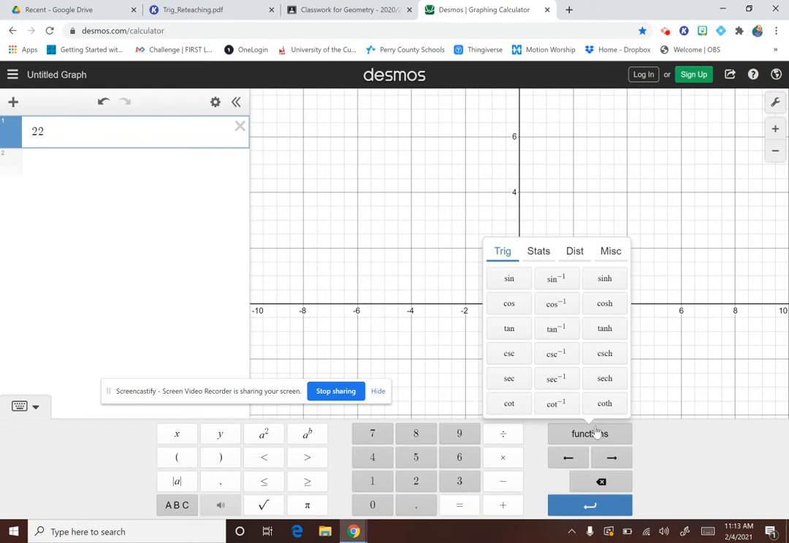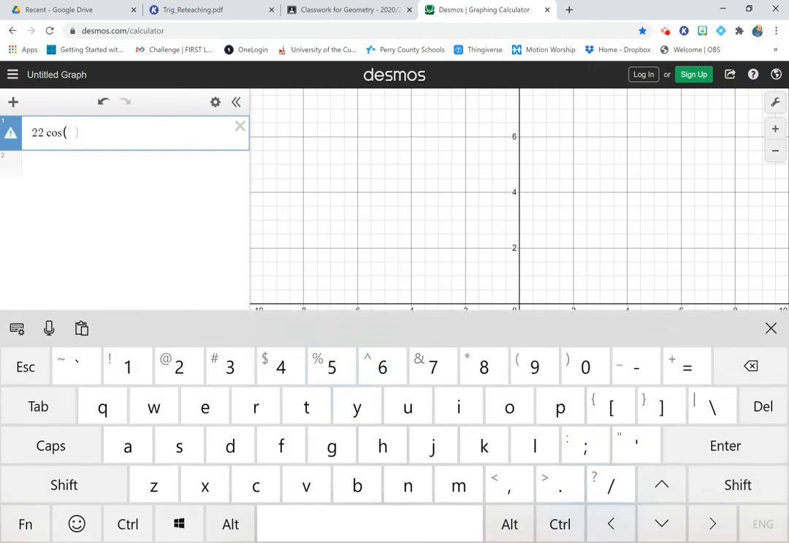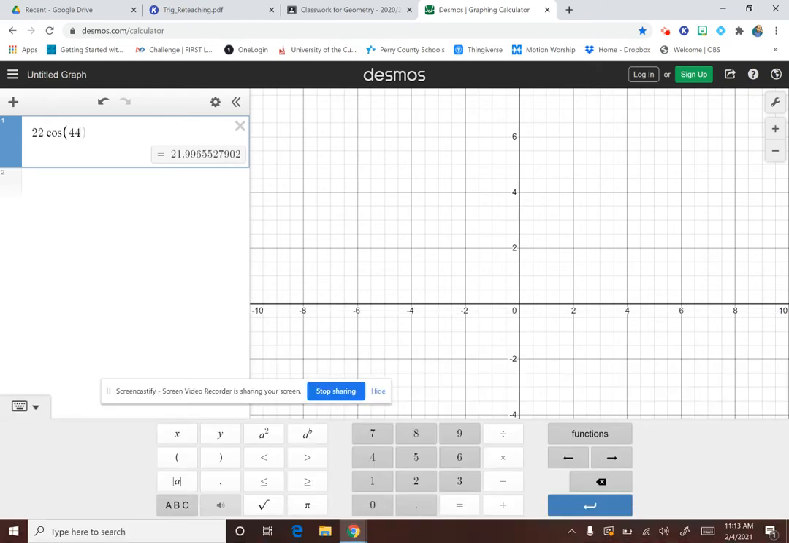Sine, cosine, and tangent are the ones that we know, right? And we know in this case we need to use cosine. So I'm going to go ahead and put cosine right there. And notice it's already given me some parentheses and it's wanting me to put something in there. Or you remember we said that the 44 needs to go right there, okay? Now notice it's already trying to give me an answer. Now here's the part that's really critical.